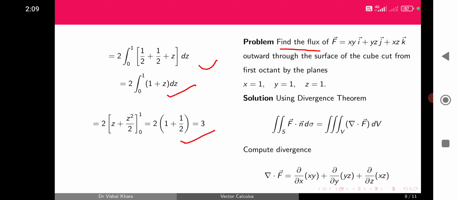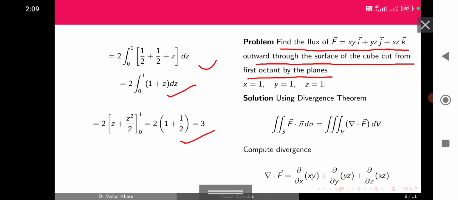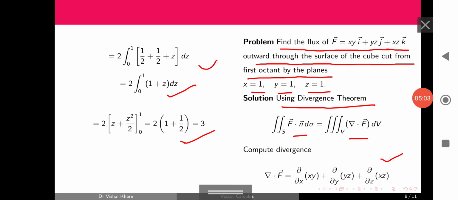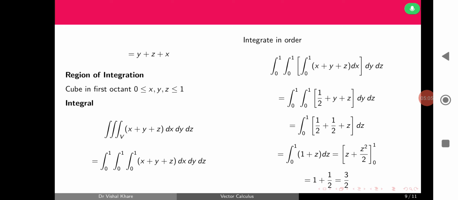Next example, find the flux of F equal to xy i plus yz j plus xz k outward through the surface of the cube cut from the first octant by the planes x equal to 1, y equal to 1, z equal to 1. So using the divergence theorem, surface integral F dot n vector is equal to volume integral del dot F vector. So first of all, we'll compute the divergence. So the divergence is equal to y plus z plus x.